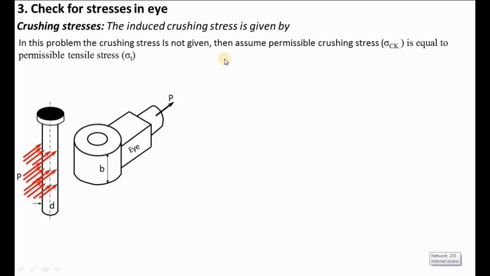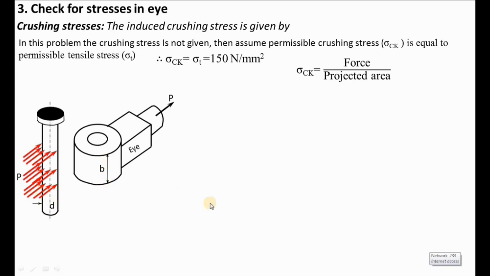Sigma C is equal to... actually, in this problem the allowable or permissible crushing stress is not given. So when it is not given, we have to consider the allowable crushing stress equal to the allowable tensile stress, which is 150 Newton per mm square. So here the crushing stress sigma C equals force divided by projected area. Here the projected area is the area of the pin which will be inside the eye. So the height of the pin will be equal to the thickness of the eye, and the diameter d.